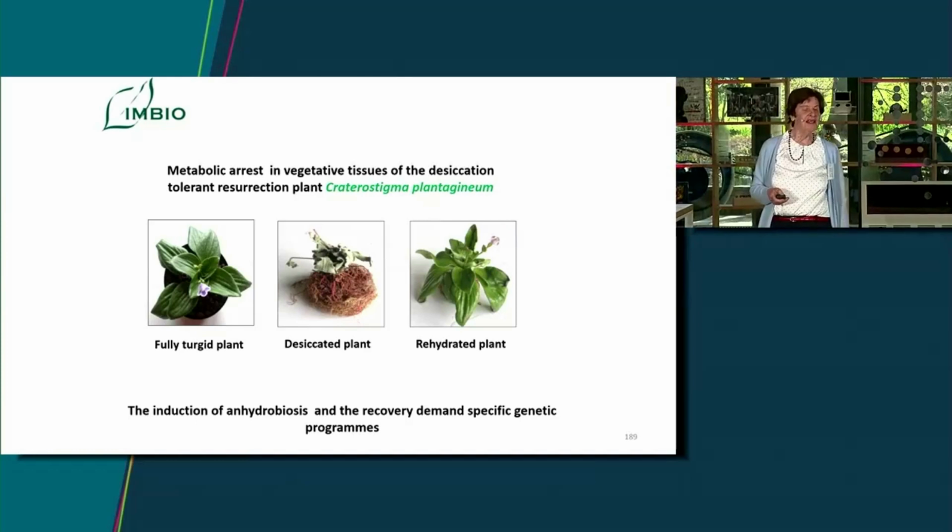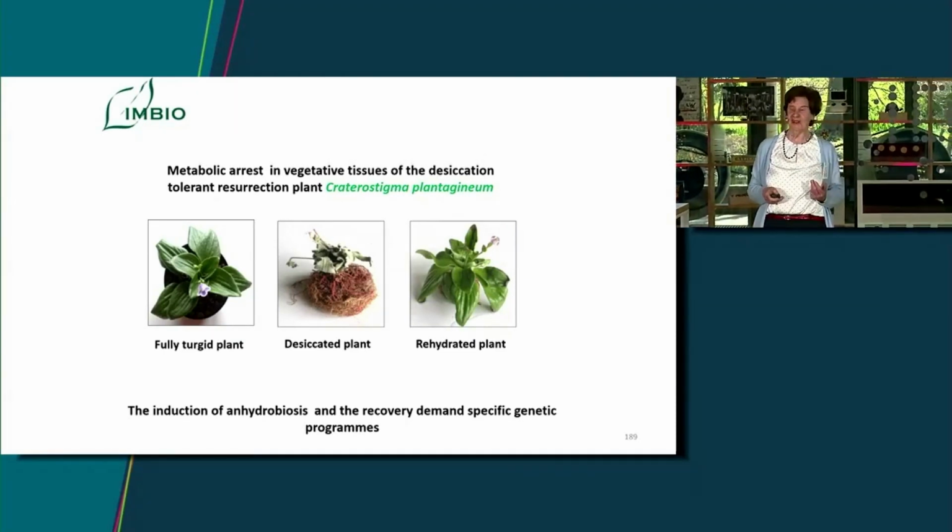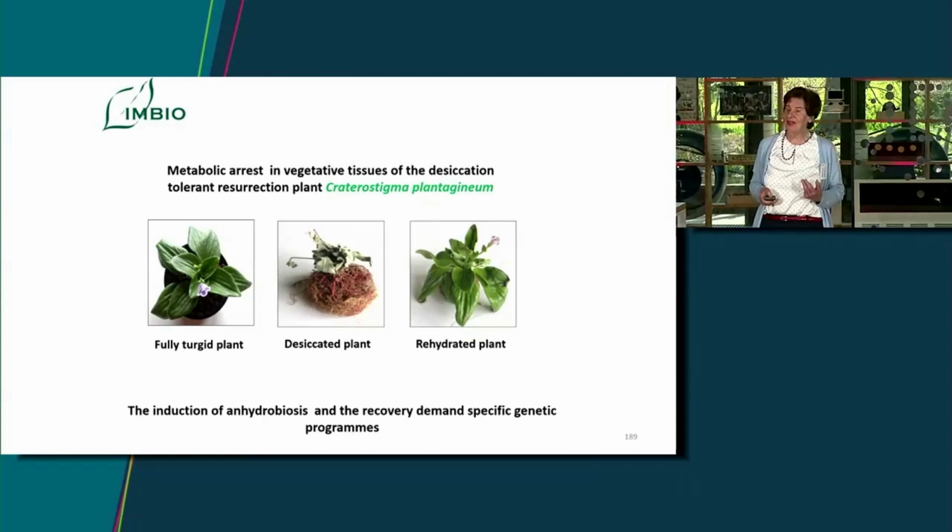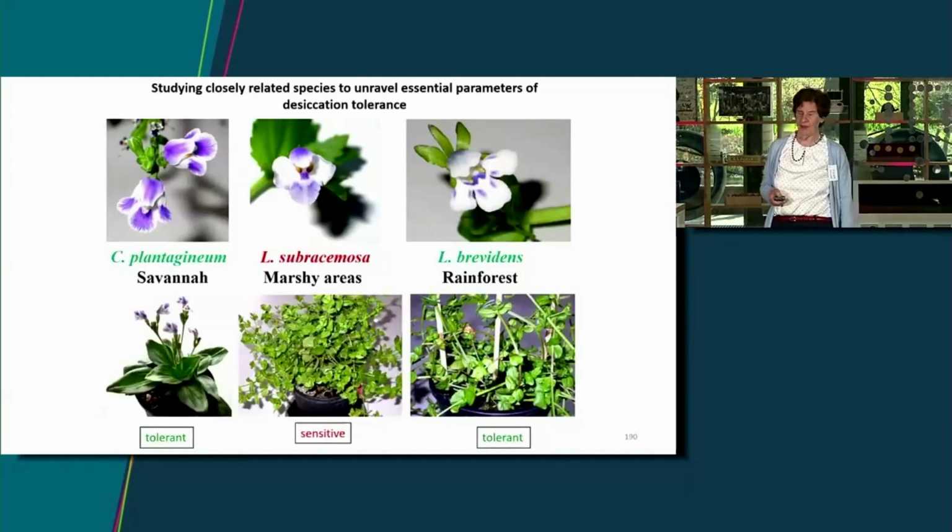So this plant has not only the advantage that it can recover from complete desiccation, but it also has a disadvantage, namely that it is not really amenable to genetic transformation because it has an octoploid genome. So it's difficult to make mutants. Therefore, we have been trying to take a different approach.